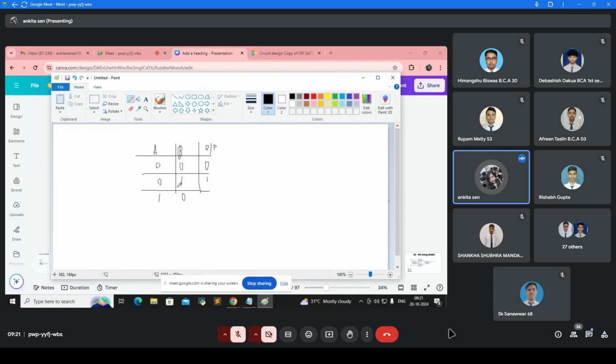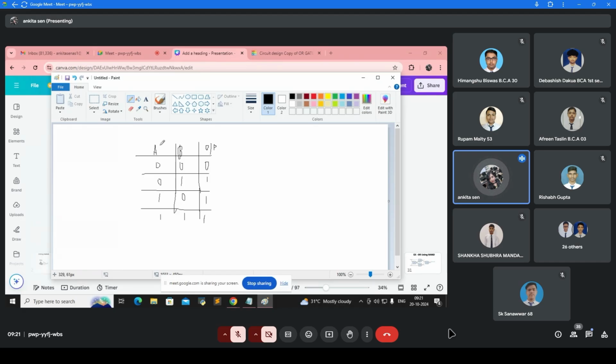This is also the same situation. The first switch is in the on condition, the second switch is in the off condition, so obviously the output also will be in the on condition. And if both the switches are in the on condition, of course the output also will be in the on condition only. So this is the state.